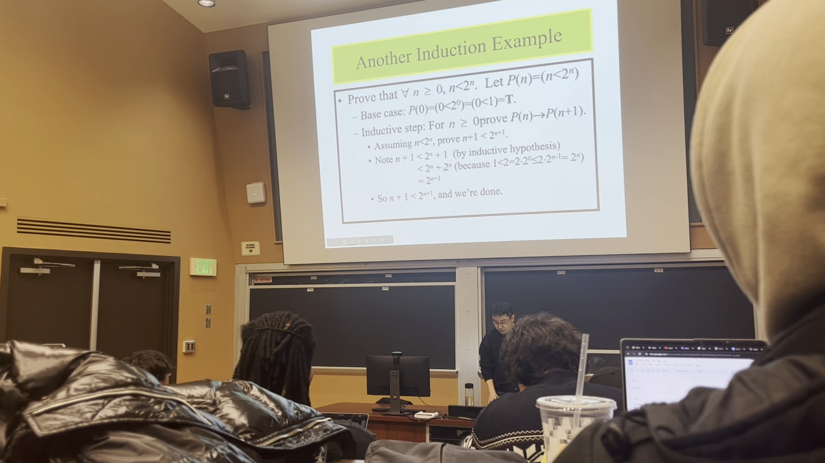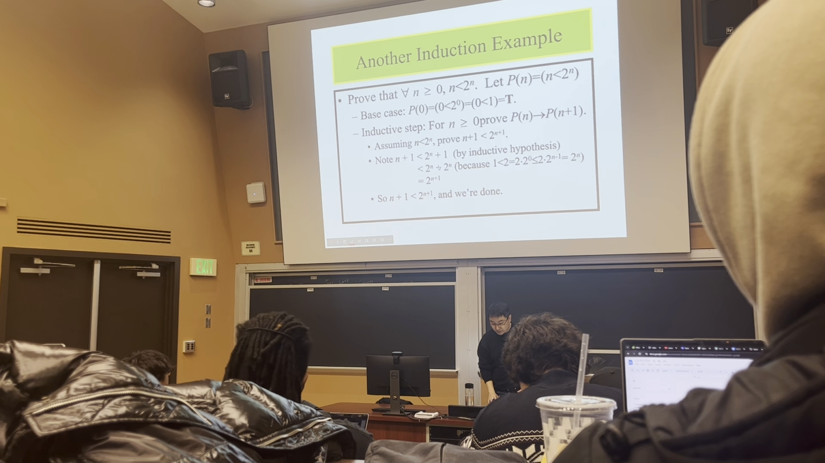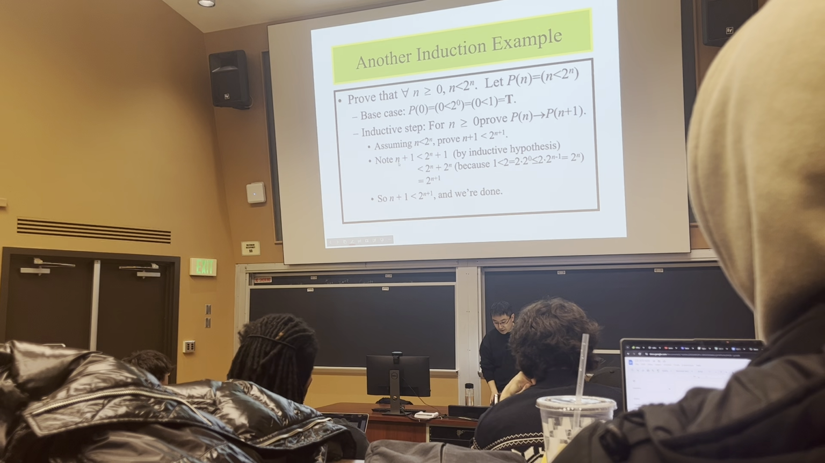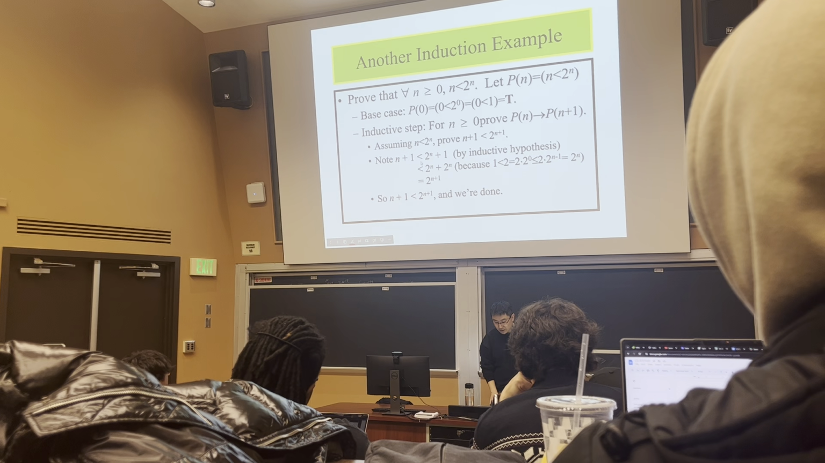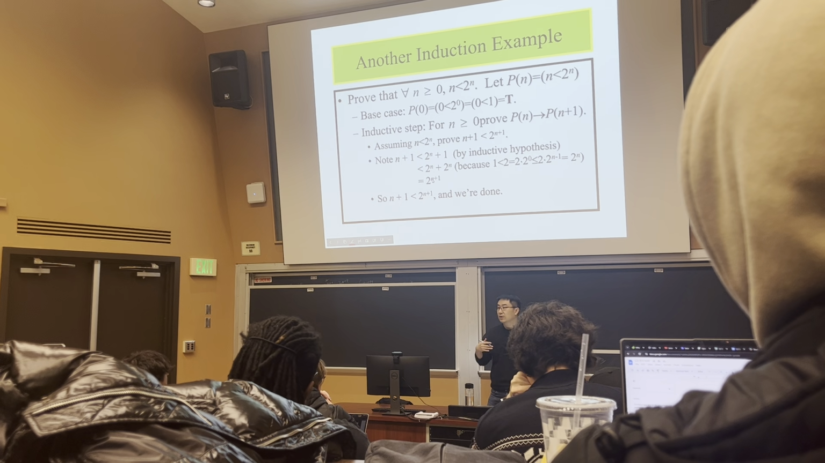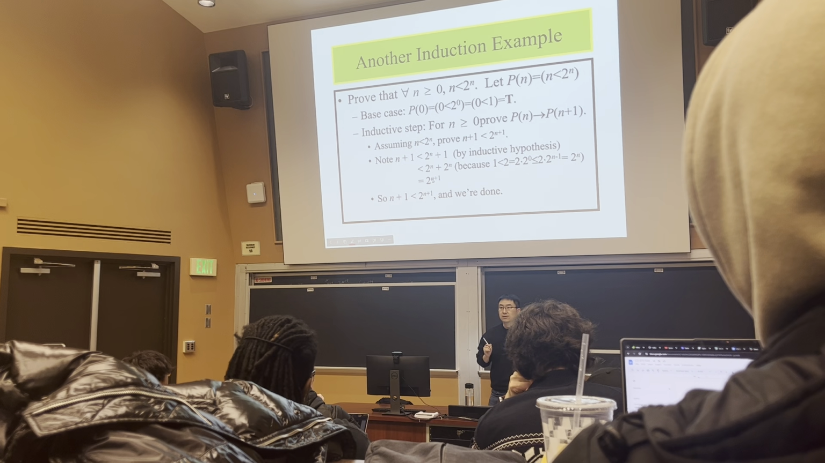Then we continue. There are two 2 to the power n. Put them together, it is 2 to the power n plus 1. So altogether, we know that n plus 1 is smaller than 2 to the power n plus 1. So we show that the n plus 1 case is also true. Is that clear?